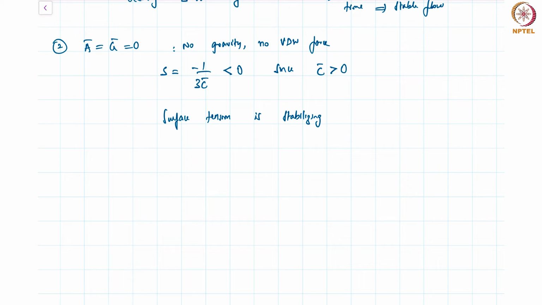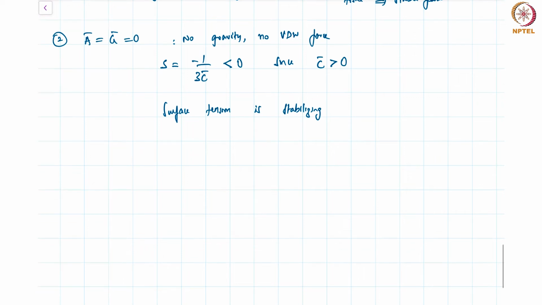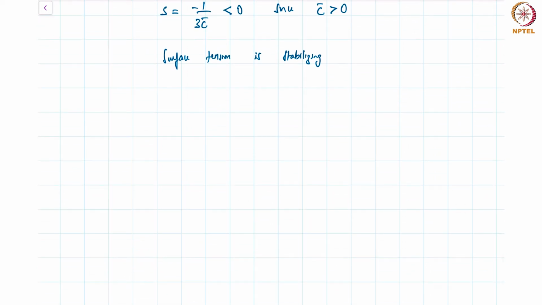Okay, in this particular problem, surface tension is a stabilizing force. Okay, let's consider a few other cases. For example, if the gravity term is equal to 0, which means that it's a thin film, so such a thin film that gravity may not be very important, then we have S will be A bar minus 1 by 3C bar.